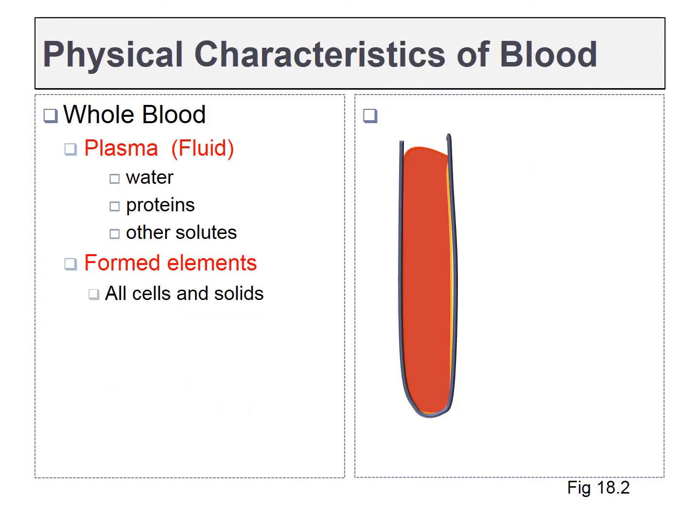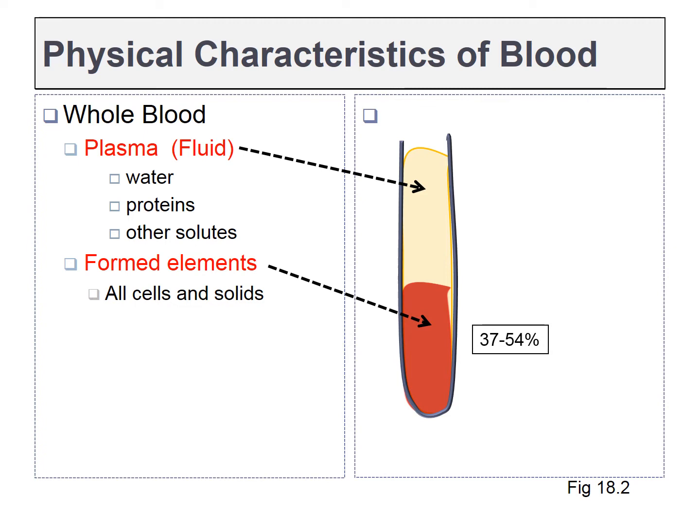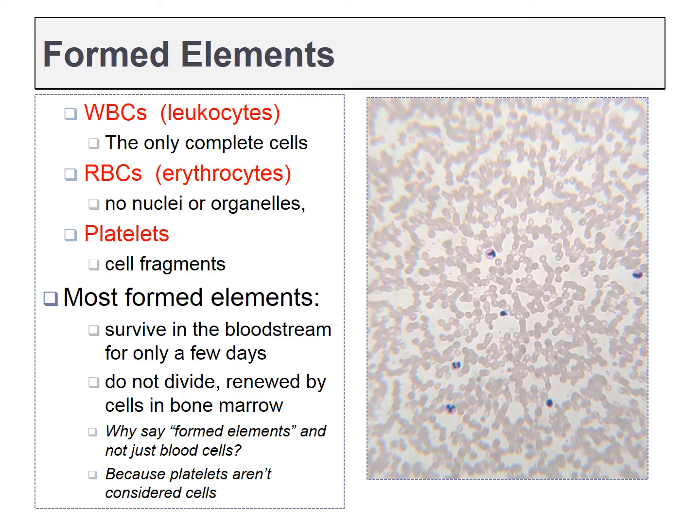Let's begin with blood as a whole. It includes both a fluid component and cells, which are called formed elements. If we were to spin blood down in a centrifuge, about half of it would be plasma, and the other half would be the formed elements. The formed elements include white blood cells, red blood cells, which some people don't consider cells because they lack a nucleus, and platelets, which are really just parts of cells. And for this reason, we lump these three together under the heading of formed elements, cells plus things kind of resembling cells.